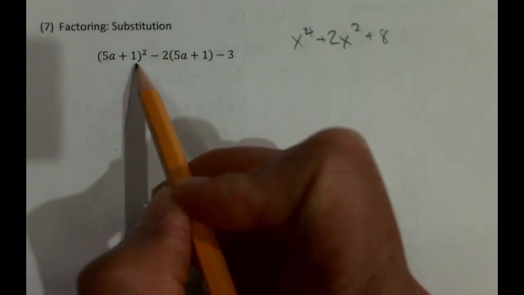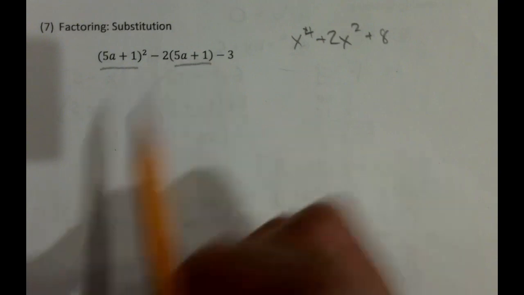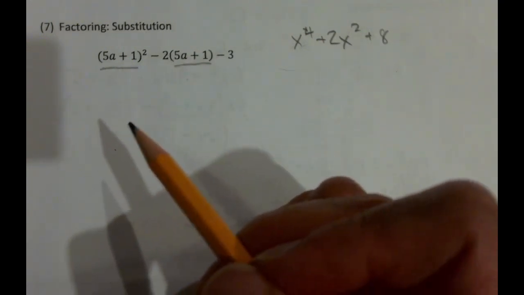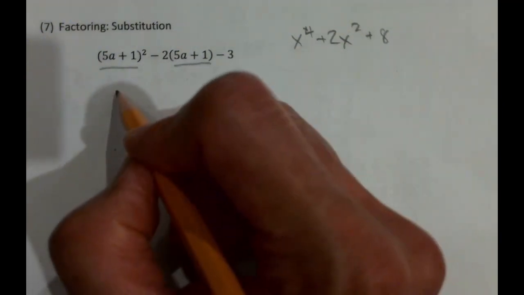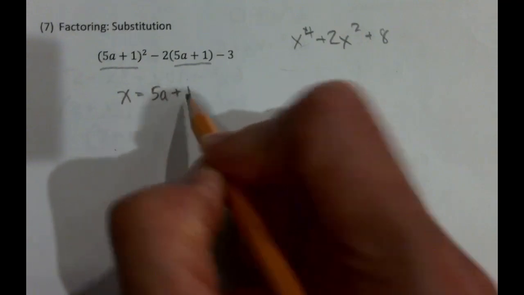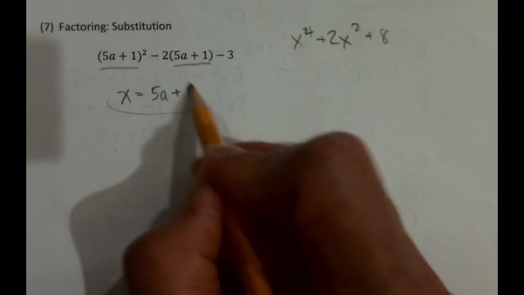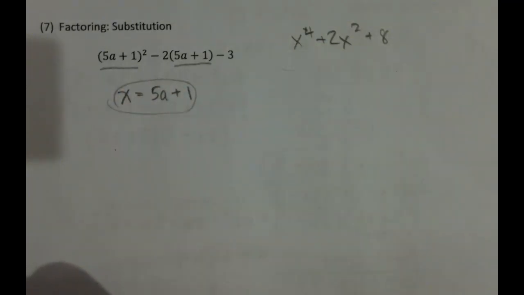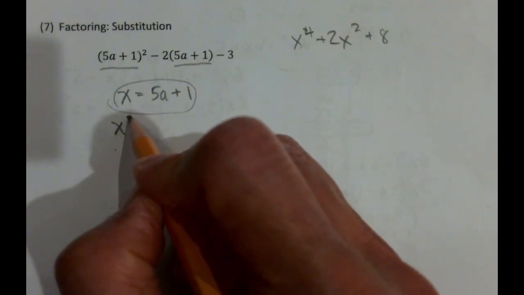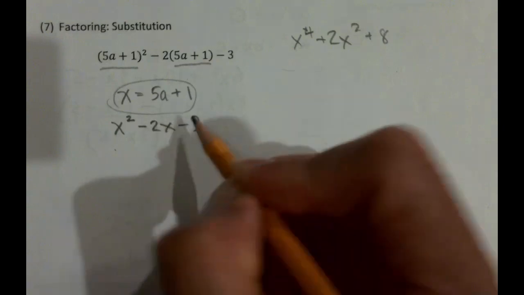What we recognize is that we have a something squared, and that same something to the first power. This is basically in the form of a quadratic, and we can simplify it. So I might take 5a plus 1, and just for convenience, I'll call it x. And of course I'll have to go back later and change it back, but this works for now. So replacing all of my 5a plus 1s with x, I have x squared minus 2x minus 3.